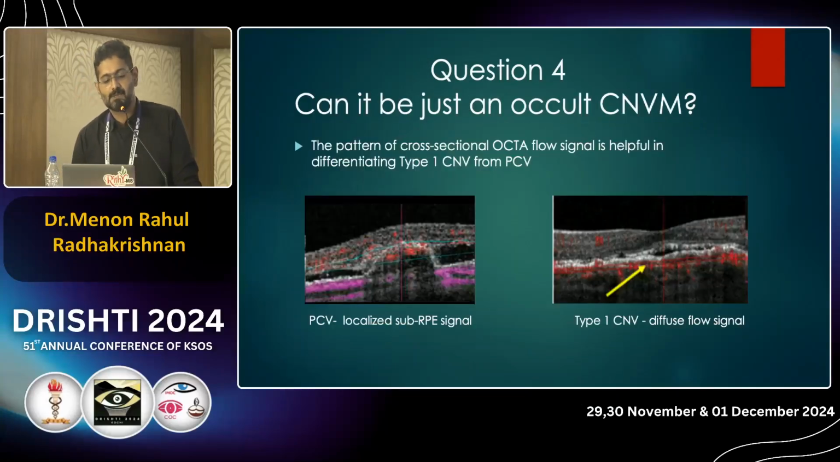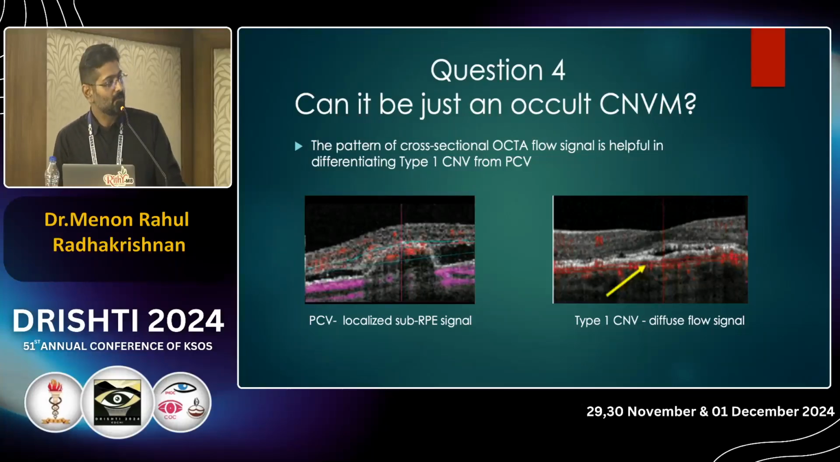So, next question. Now, since we can diagnose PCV on OCTA, we want to know whether we will be overdiagnosing it. So let us look at the differentials. One of the most common differentials for PCV is an occult CNVM. If you look at the OCTA cross section, you can see the branching vascular network on the NFAS image, which can be a part of just an occult CNVM. So you have to look at the cross section, which is very, very important and which most retina specialists don't look into.